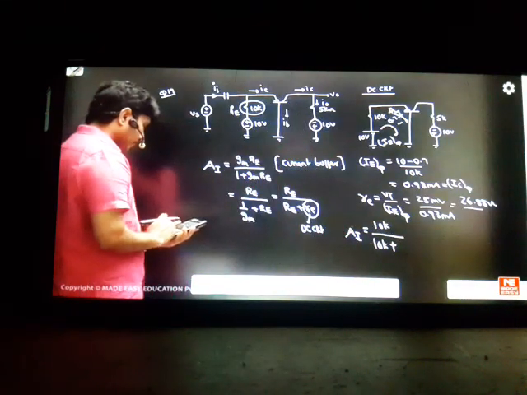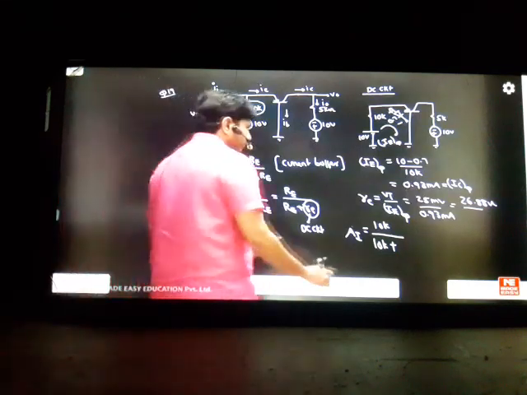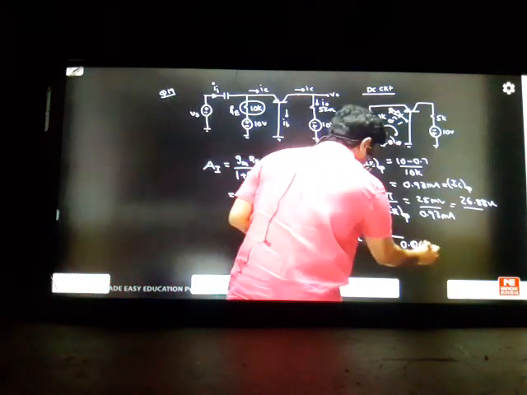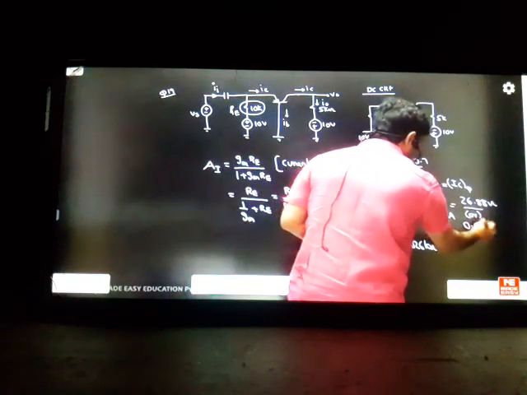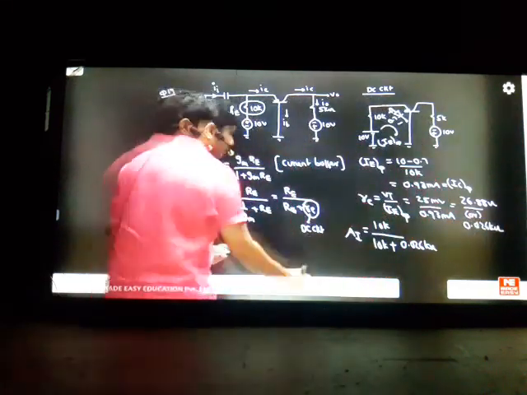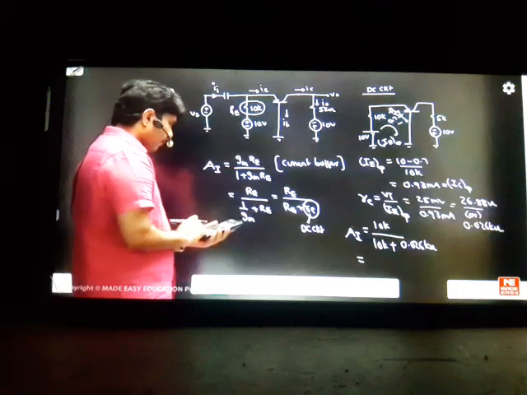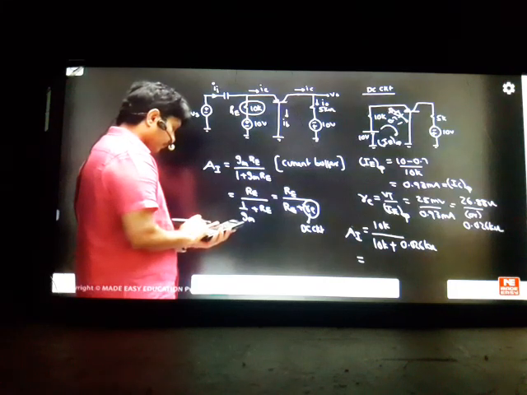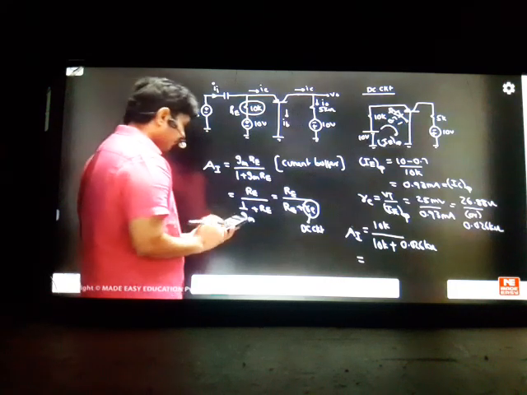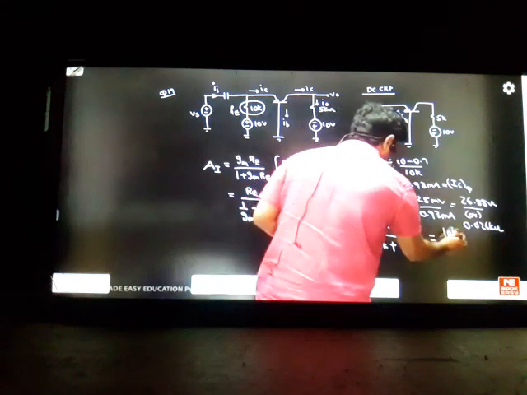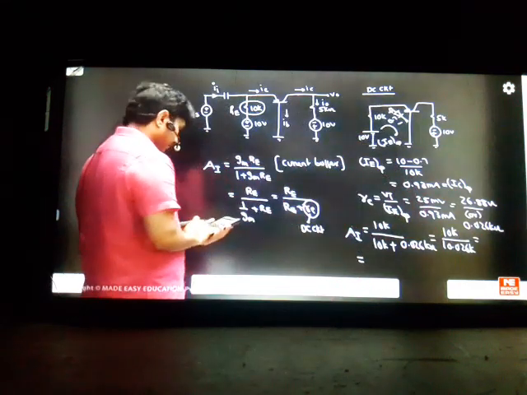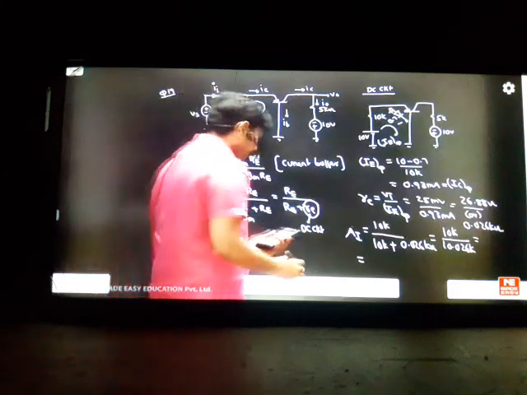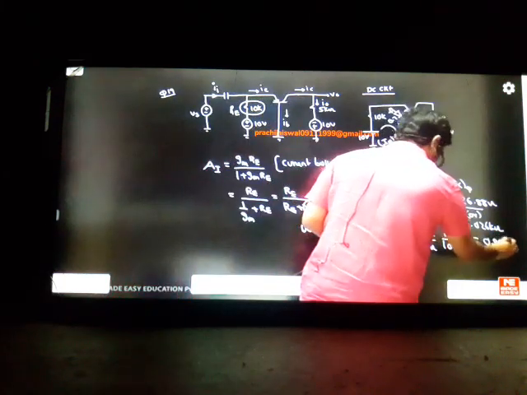26.88 divided by 1000, you take. It will become 0.026 kilo ohms. Converting the value in kilo ohms, we can write 0.026 kilo ohms. So this answer, you can see, is 10 plus 0.026, which will be 10.026. So 10K by 10.026K is coming to be 0.997.